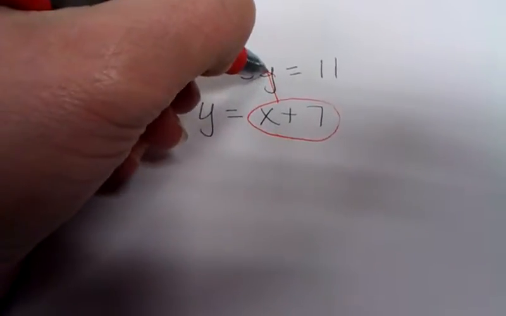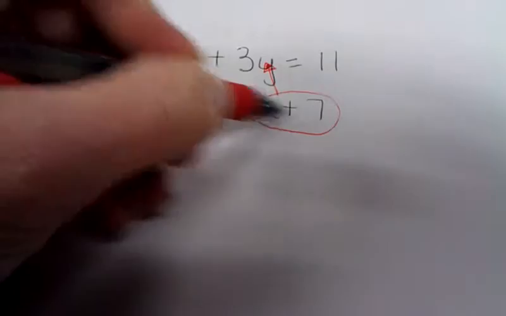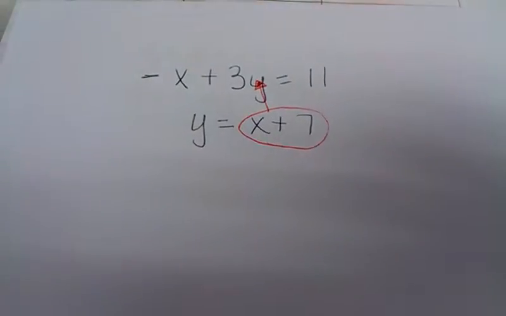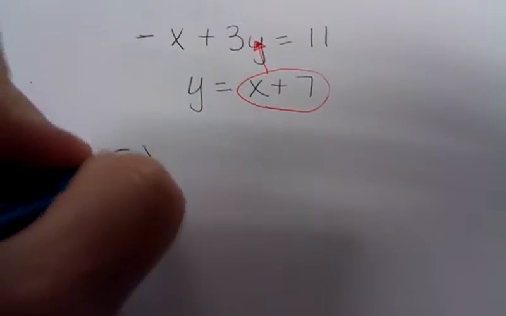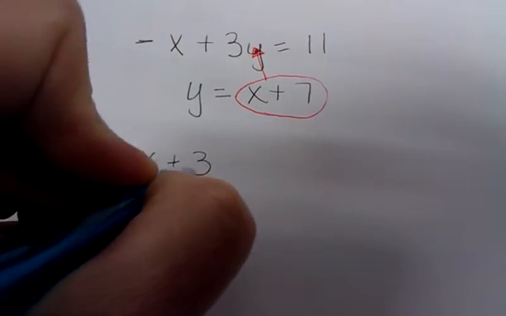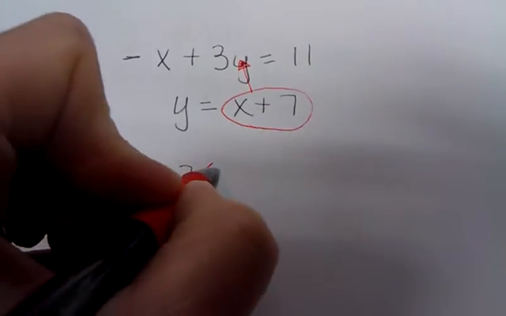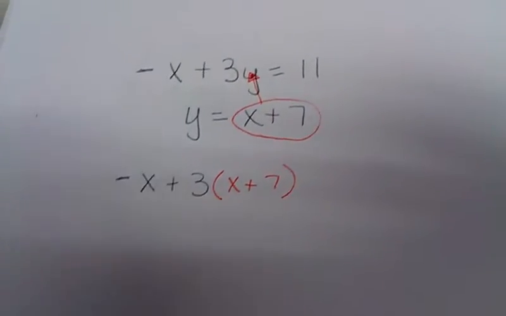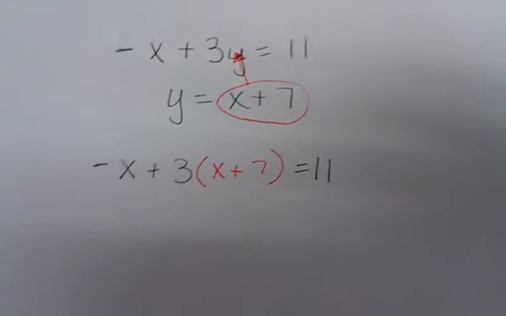So right here, I'm putting it in right here for y. Y is coming out. This is going in. Now this says 3 times y. So when we go to rewrite it, we have negative x plus 3. Now instead of times y, we're going to multiply it by x plus 7. Then you will finish the rest of the equation, and it equals 11.